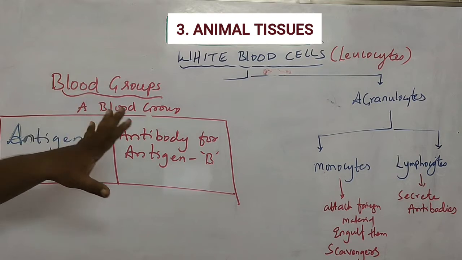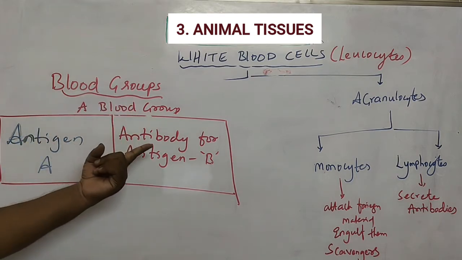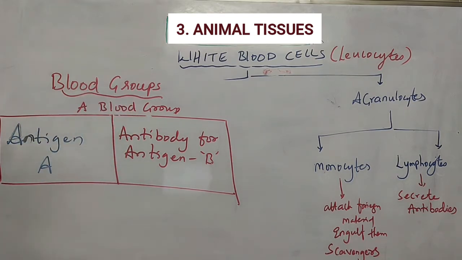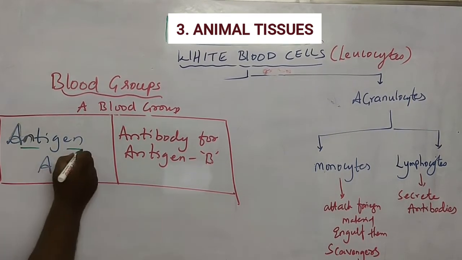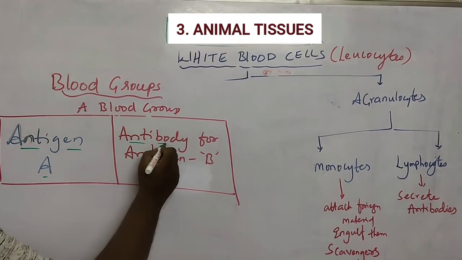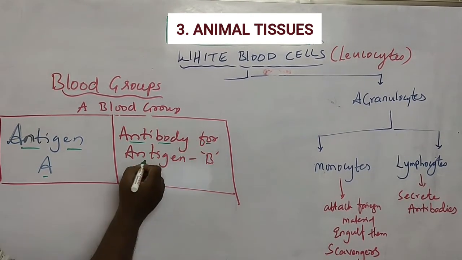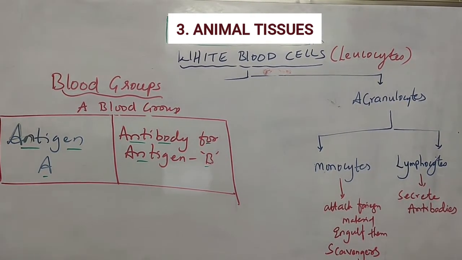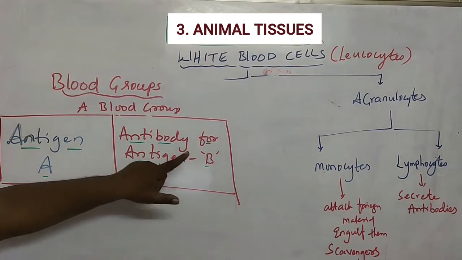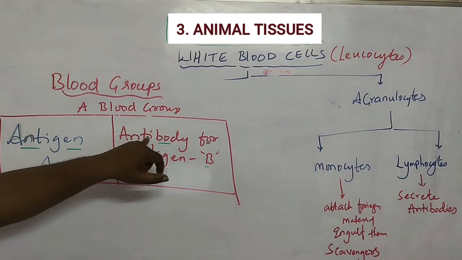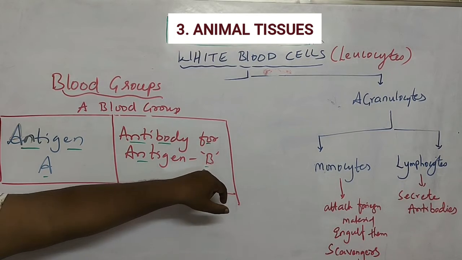So any blood group you take, there will be antigen and antibodies. In some blood groups, antigens are absent. In some blood groups, antibodies are absent. But here, if you take the A blood group, what we have is the antigen A, and here what we have is the antibody for antigen B. So don't read it as antibody B, it is wrong. You have to read it as antibody for antigen B.